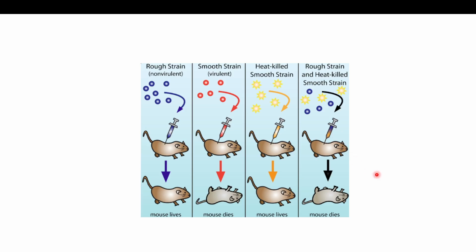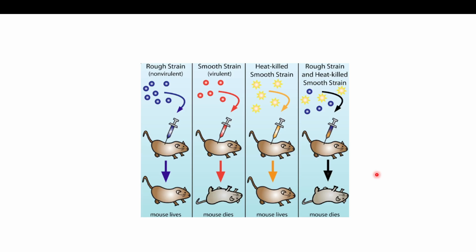Okay. At that time, DNA wasn't known as the genetic material, the thing that is getting transferred from one cell to another cell. So Griffith coined the term transforming principle. Okay.